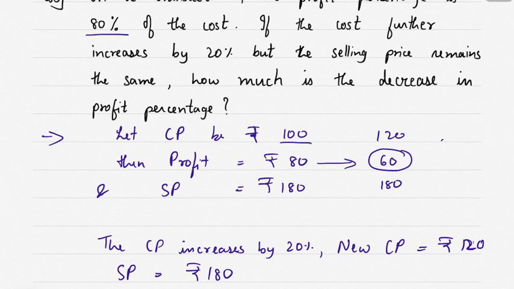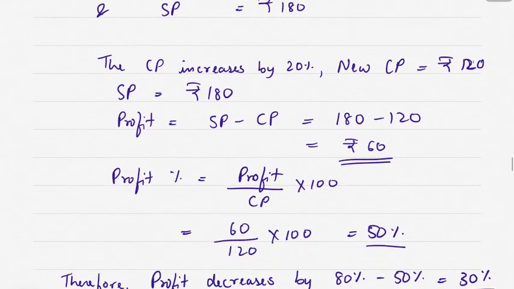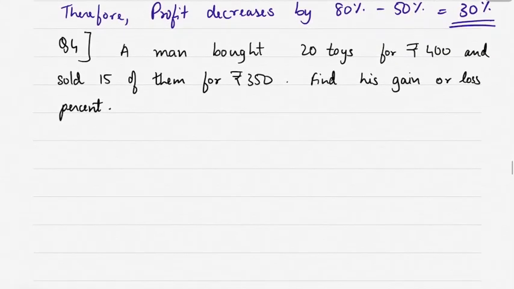Okay, profit percentage would be 60 upon 120 into 100. Okay, so which comes to 50%. Here it was 80%. Initially it was 80%, now it is 50%. So profit is decreased by 30%. Got it? Okay? Let's see the next question.